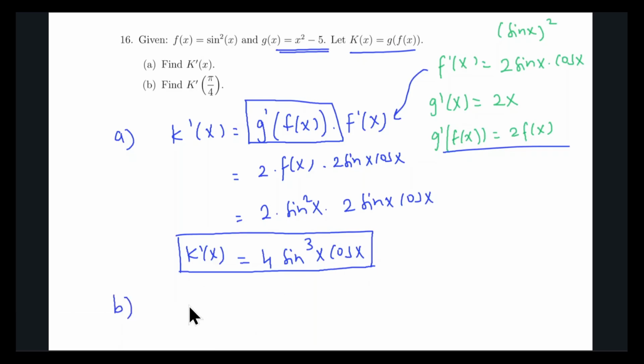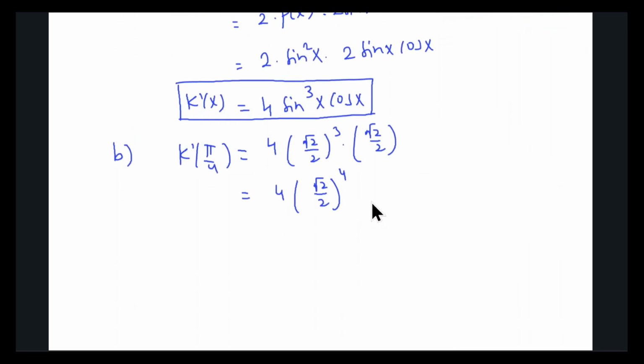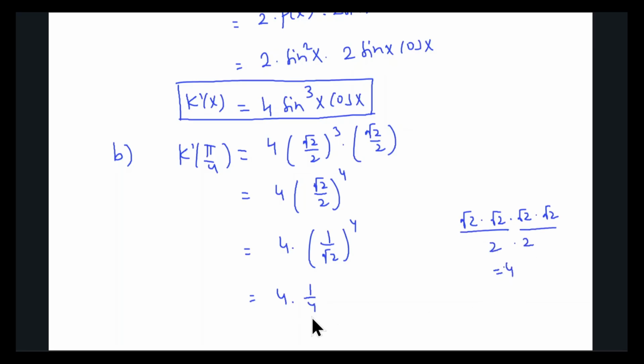And then in part b, I just have to replace x by pi over 4. So we know that sine of pi over 4 is root 2 over 2, and then cubed, and cos is also root 2 over 2. Root 2 over 2 cubed times root 2 over 2 is basically root 2 over 2 raised to 4. And then root 2 over 2 can be written as 1 over root 2, raised to 4. And root 2 raised to 4 is root 2 times root 2 times root 2 times root 2. This is 2, this is 2. 2 times 2 is 4. So this is 4 times 1 over 4. So the answer is just 1.